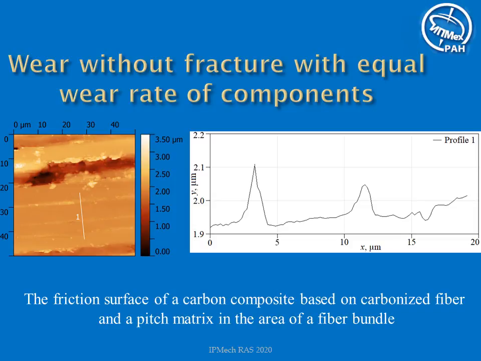This slide shows the surface area of the composite with fibers combined in a bundle lying parallel to the friction surface. The matrix inside the bundle is very dense, and its wear resistance is close to the wear resistance of the fibers. Therefore, the fiber and the matrix lie almost at the same level, as can be seen on the surface profile, and wear occurs without friction surface fracture as well.